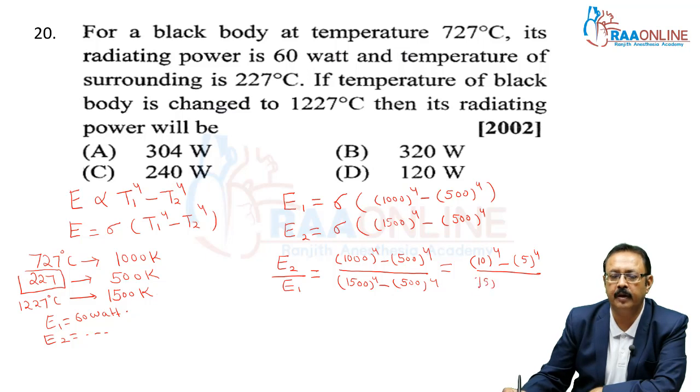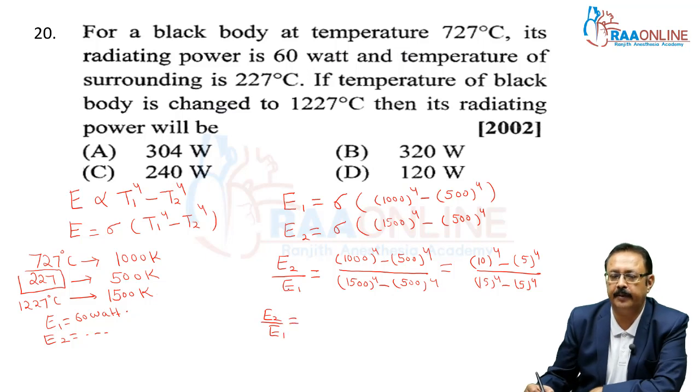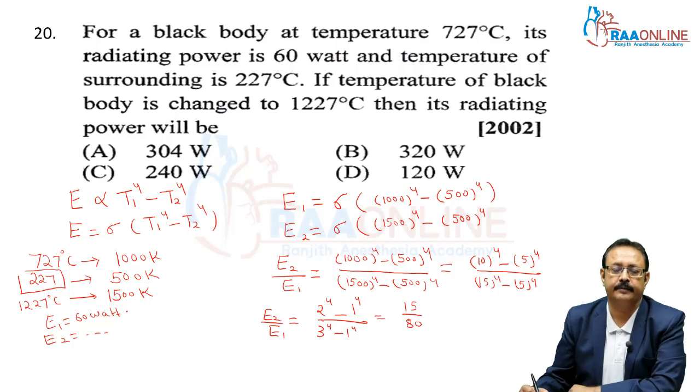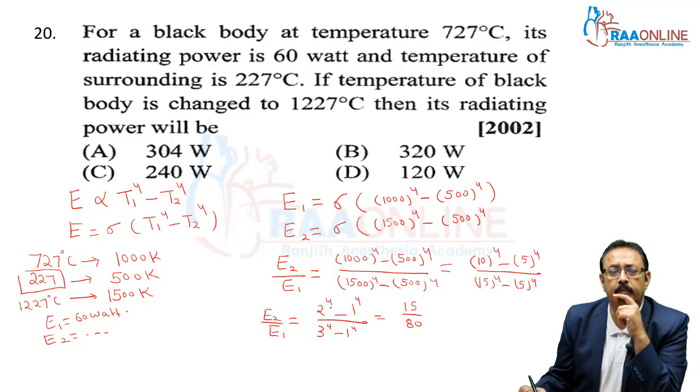to the power 4. Again I am observing that 5 can be taken common. Number will become smaller, so easy to calculate to save our time. Take 5 common, 5 raised to the power 4 will be cancelled out. So 2 raised to the power 4 minus 1 raised to the power 4, divided by 3 raised to the power 4 minus 1 raised to the power 4. 16 minus 1 is 15, 81 minus 1 is 80.